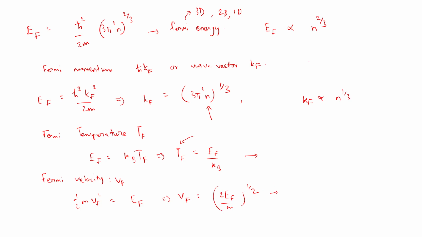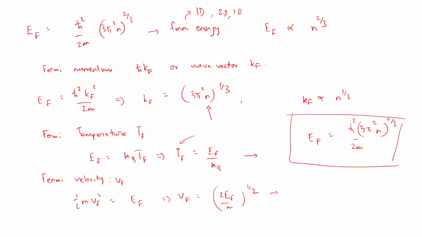Now all of this comes from this formula: EF is equal to ħ² over 2m and (3π² n) to the power 2 by 3. If you remember this formula, you can calculate all the other formulas on your own. Always remember that this is in 3D. You can do so for 2D and 1D as well; this you can derive.